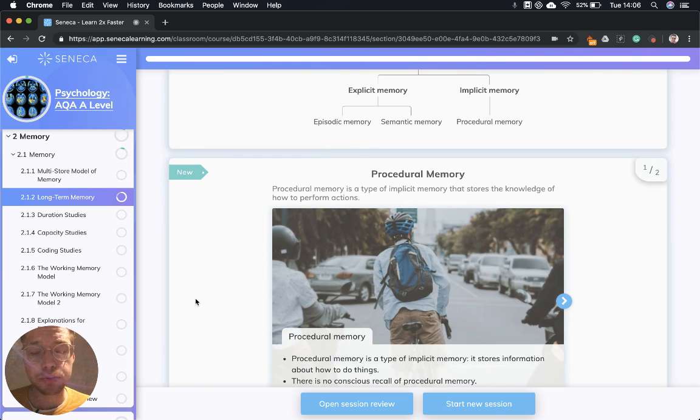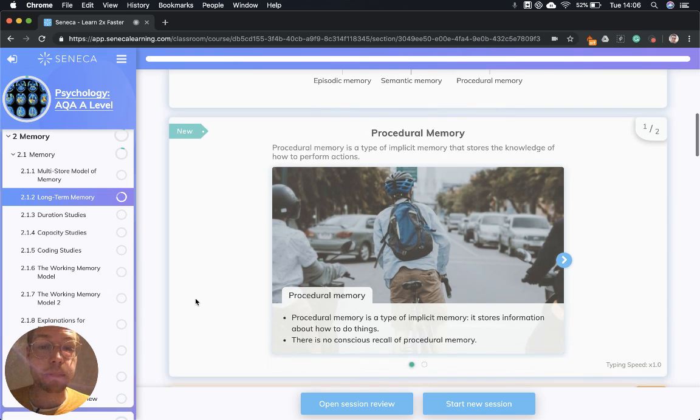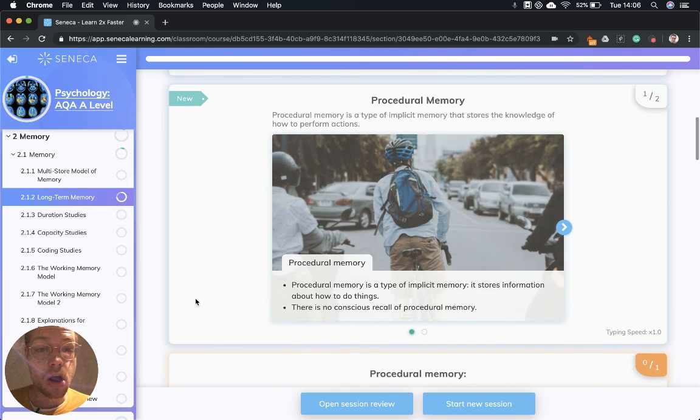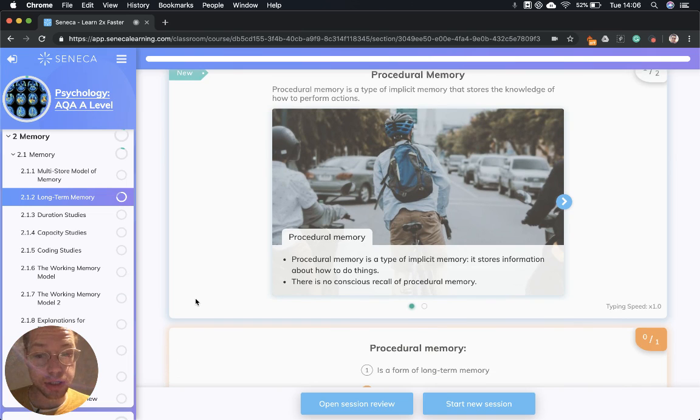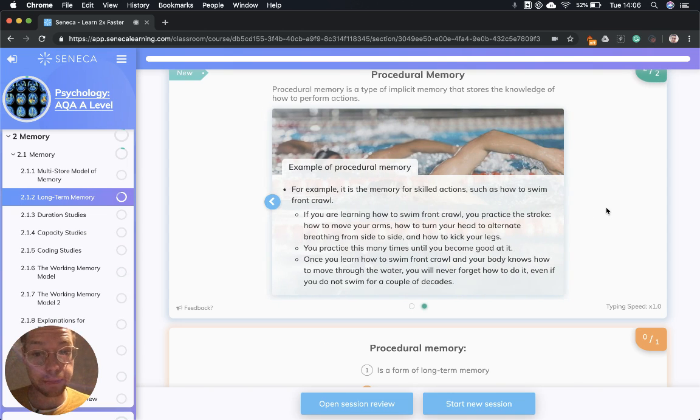So what is procedural memory? This is a type of implicit memory that stores the knowledge of how to perform actions. Procedural memory is a type of implicit memory. It stores information about how to do things, and there is no conscious recall of procedural memory. For example, it's the memory for skilled actions such as how to swim front crawl.